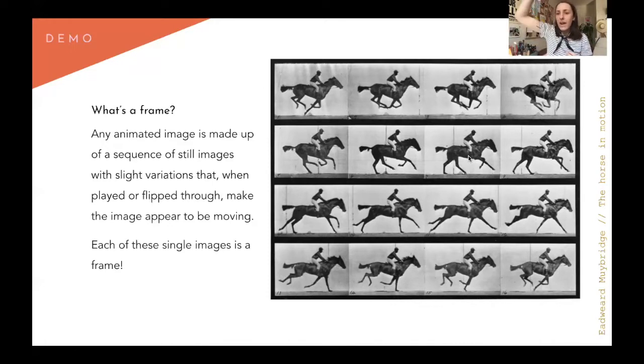So that's why we have multiple frames to show that movement, moving upwards or onwards. This is a very famous set of photographs by Edward Muybridge. He was one of the pioneers of studying motion through photography, capturing moving objects, moving people, and moving horses in quick succession to try and capture this motion.